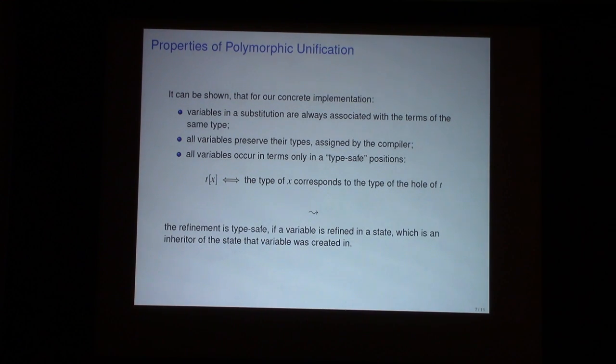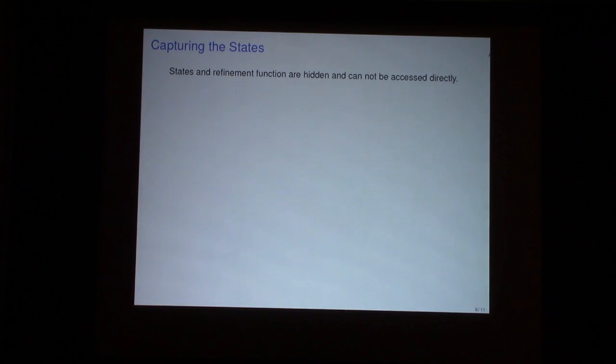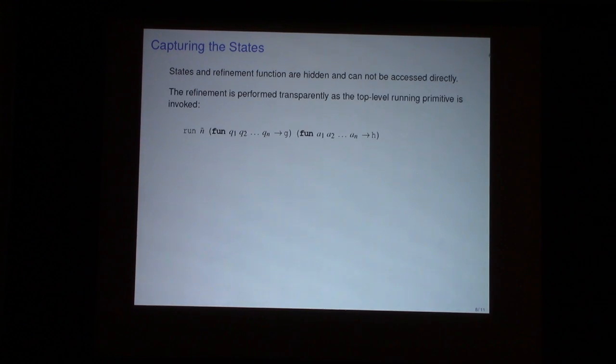So to make refinement type safe, we need to deal with the states, the runaway states, which can bring some errors and runtime crashes, and capture the states. To do this, we implemented a top-level primitive to run relations we have declared. It's called run, and it has three arguments.